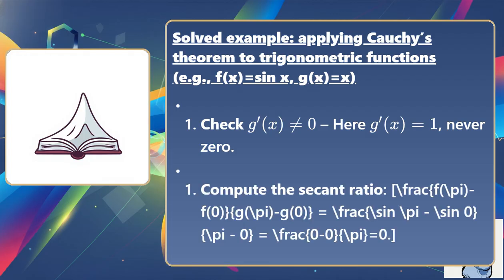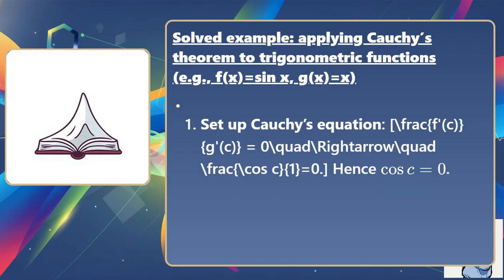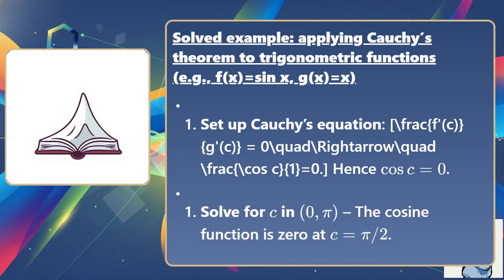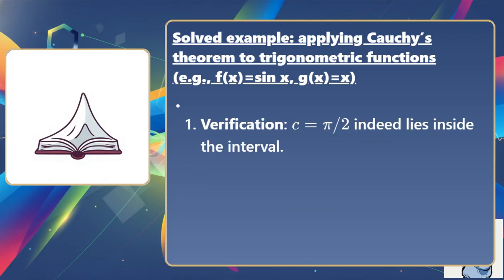Step 3. Compute the secant ratio. f of pi minus f of 0 divided by g of pi minus g of 0 equals sine pi minus sine 0 over pi minus 0, which simplifies to 0 minus 0 over pi equals 0. Step 4. Set up Cauchy's equation. f prime of c divided by g prime of c equals 0, which gives cosine c over 1 equals 0. Hence cosine c equals 0. Step 5. Solve for c in the interval from 0 to pi. The cosine function is 0 at c equals pi over 2. Step 6. Verification. c equals pi over 2 indeed lies inside the interval.